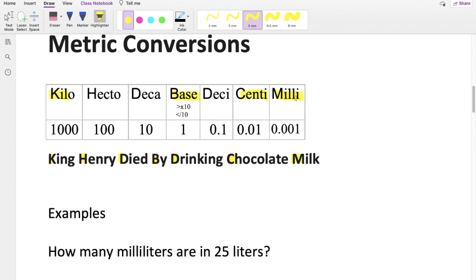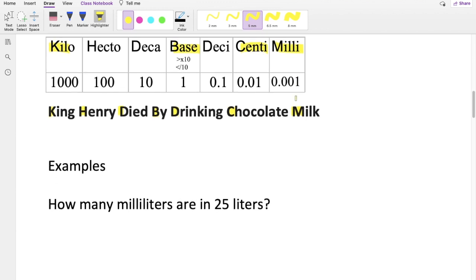So just be aware of that, but you need to understand that they have an order to them. So let's look at some examples so you can understand why they're in this order and how we can quickly change between them.